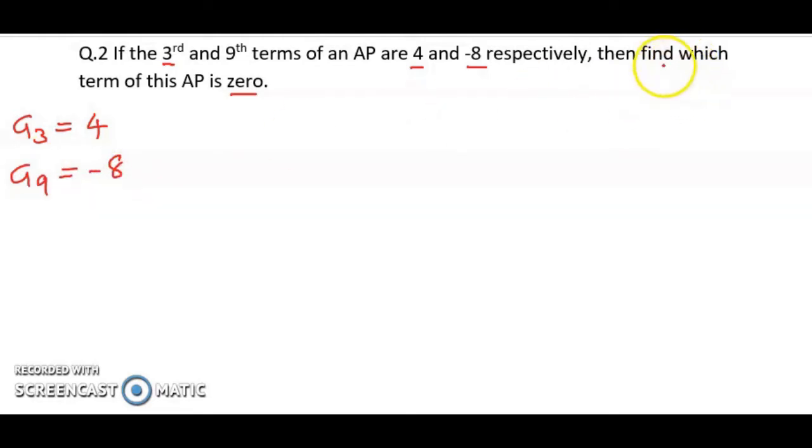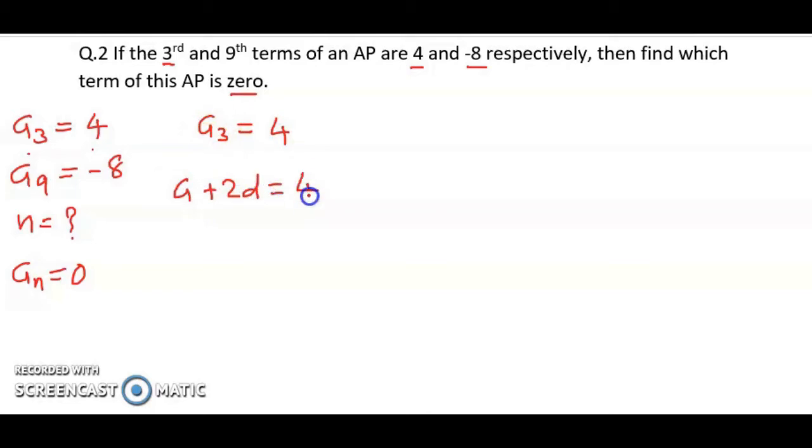And here we want to find which term of the AP is 0, which means we have to find the number of terms, n. Which term of the AP is 0? So the nth term of the AP will be 0. So let's start our question with the given data. a3 is 4 given. If you use the formula of a3, we can write a3 equal to a plus 2d, that will be equal to 4. So let's say this is equation number 1.